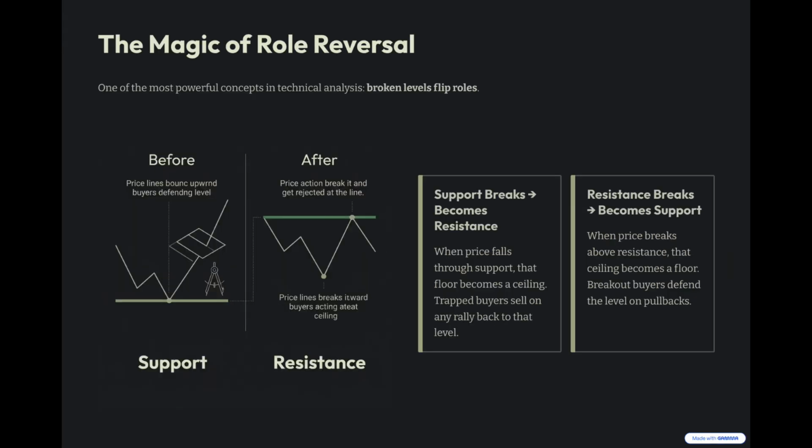Here's where it gets really interesting. When the price breaks through support, that level often becomes new resistance. And when it breaks resistance, that old ceiling often becomes the new floor. This role reversal happens all the time, and spotting it early can give you a huge edge.